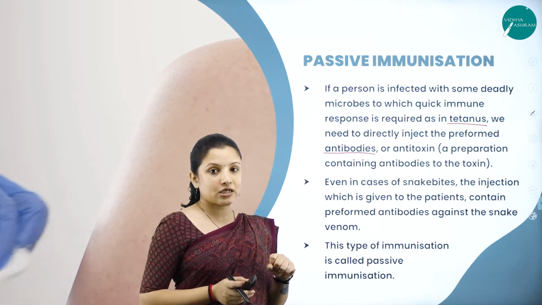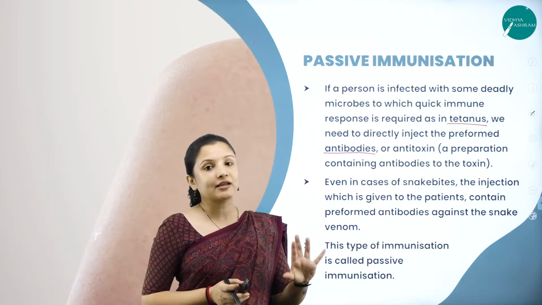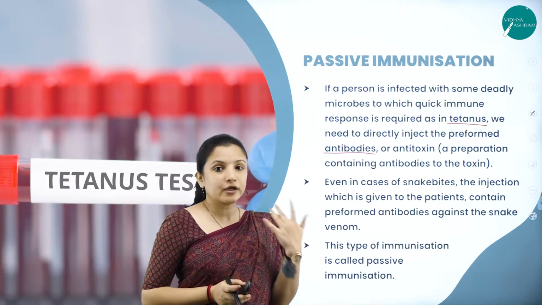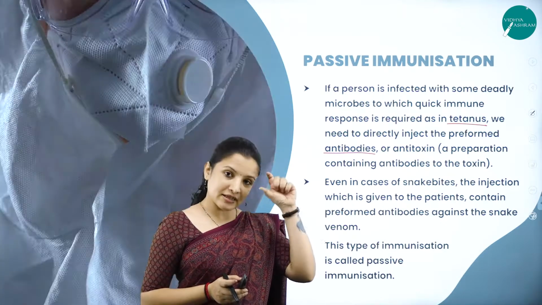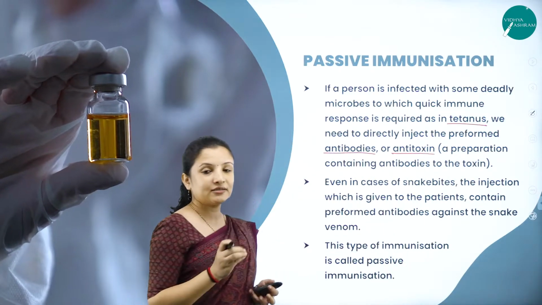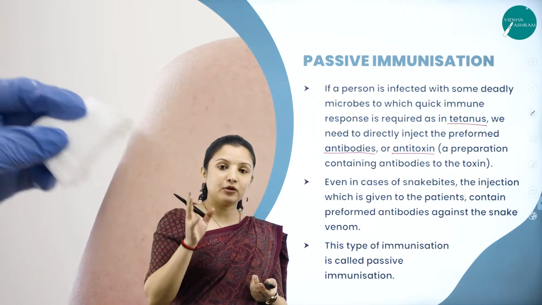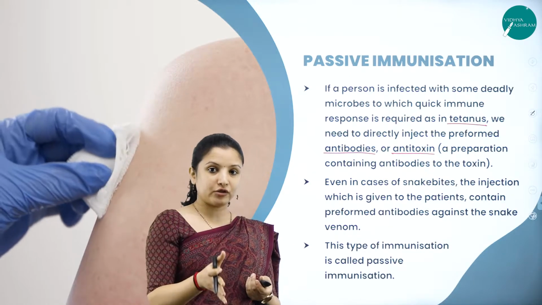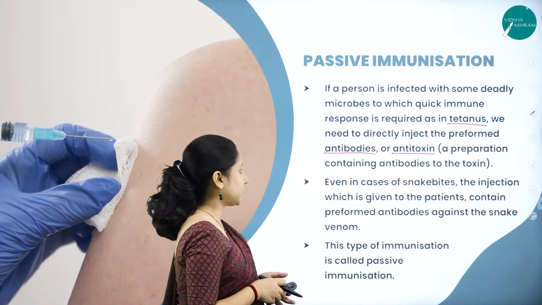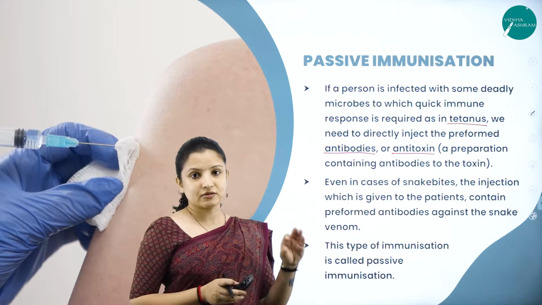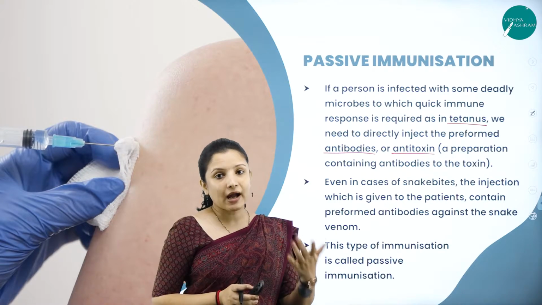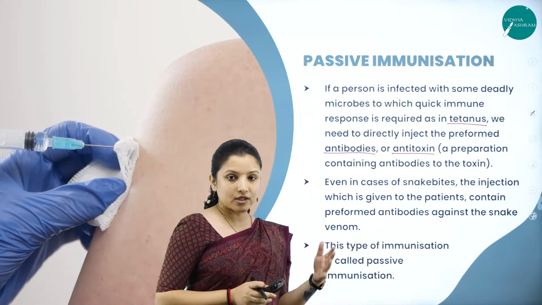So what is there in the TT injection? In the TT injection, directly antibodies are there. When the injection is given, there is no need for the body to produce antibodies, because the injection itself has antibodies, or antitoxin. Antitoxin means that which is capable of fighting against the toxin produced by the pathogen causing tetanus. That is how the injection is given. So very soon, within a second, the tetanus injection will start to become active and deliver the antibodies in the body.